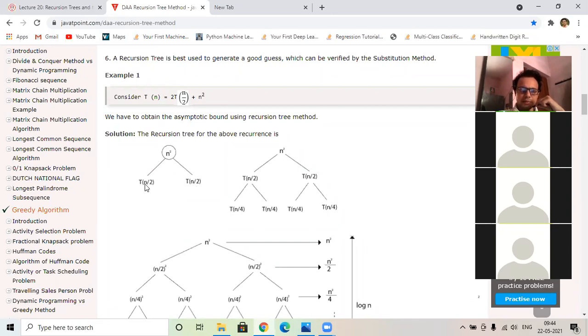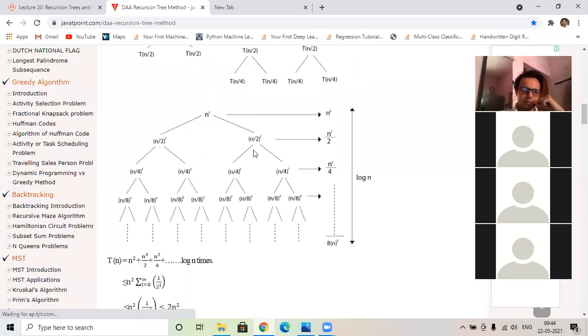Again, what does that mean? Again I am calling the same function using the value n/2. If I call with n/2, it will be (n/2) whole squared, instead of n it will be n/2. That is written here, (n/2) whole squared. On the right side also it will be (n/2) whole squared, because it is also Tn/2. Got it?